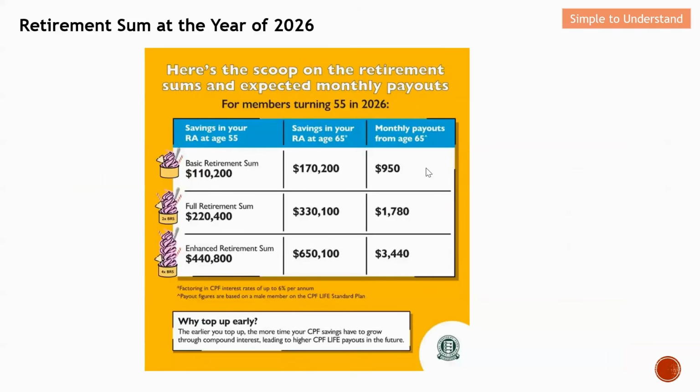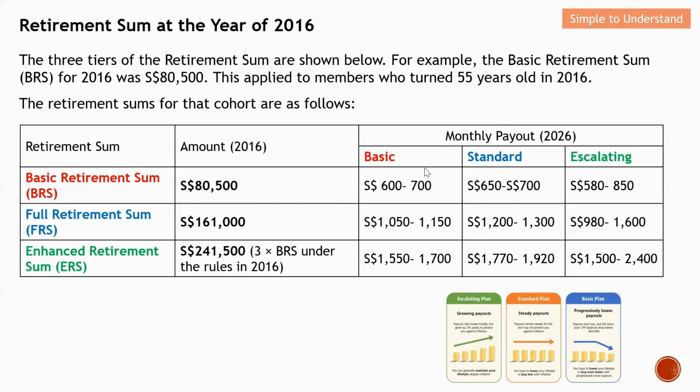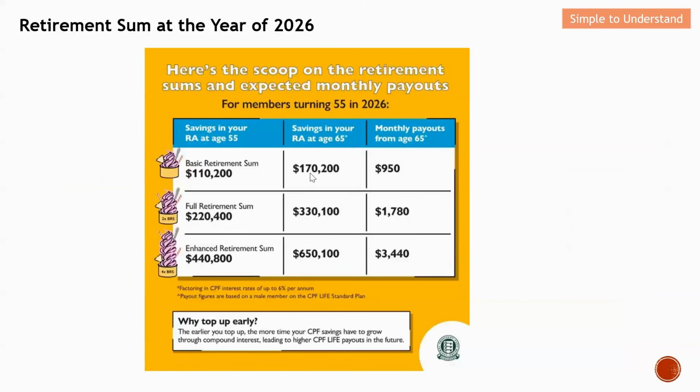If you compare these two tables, you can see that the numbers are totally different. This is for people who are 55 years old in 2016. For this BRS, the amount that you park into RA needs to be 80.5K. Whereas for the retirement sum in the year 2026, under this basic retirement sum, you need to park 110.2K into your RA account, then you are able to receive your money payout.